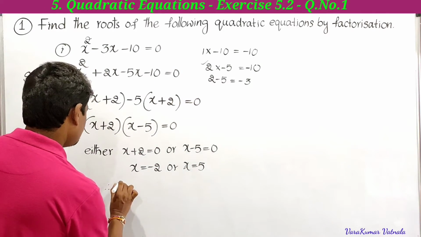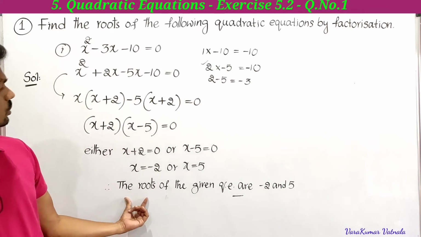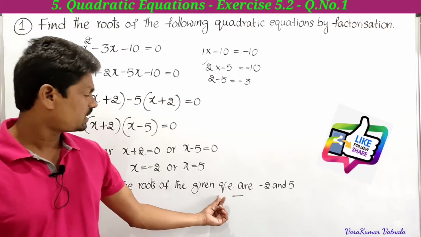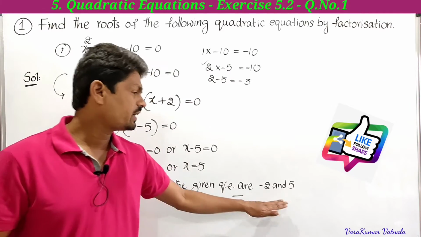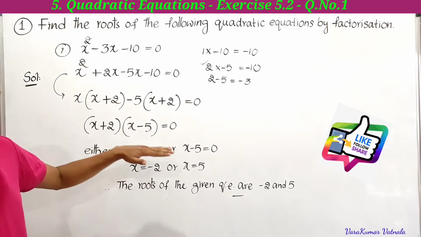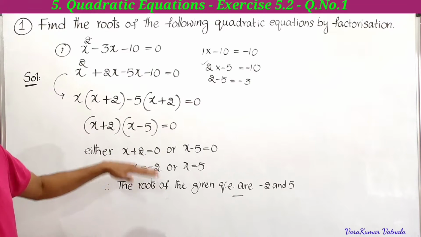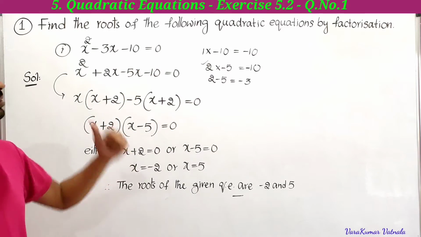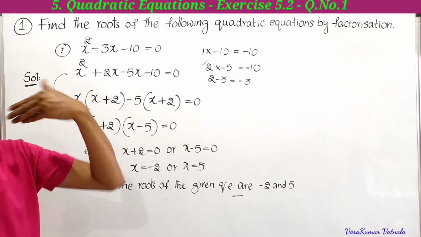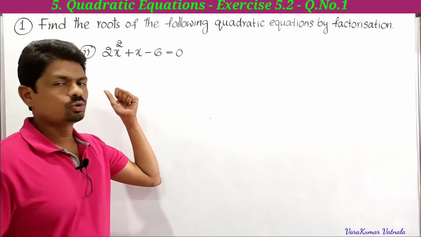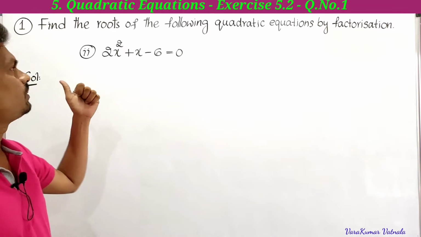Therefore, the roots of the given quadratic equation are minus 2 and 5. So like this, we have to find the roots of the given quadratic equation by the factorization method. So this is the first bit. Next we have to solve the second bit. So this is the second bit in the first problem.